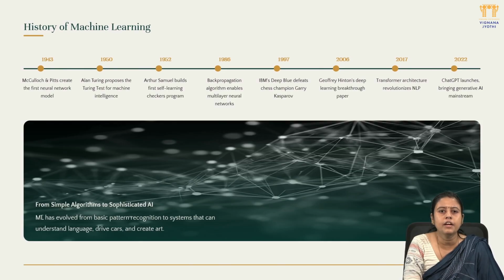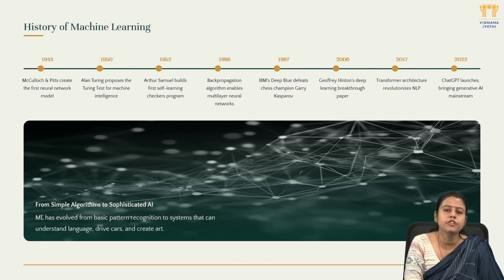In 1949-50, Alan Turing proposes the Turing test for machine intelligence, to check how intelligent a machine is through chess playing. Then the first self-learning checkers program was started in 1952. In 1956, 1986, backpropagation was started in machine learning. In 1997, IBM's Deep Blue defeats the chess champion Gary Kasparov. So it becomes more intelligent.